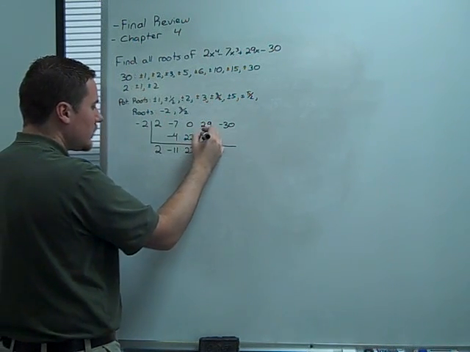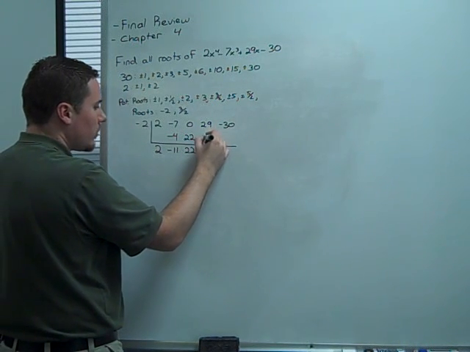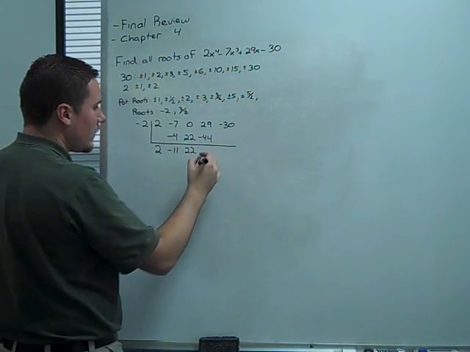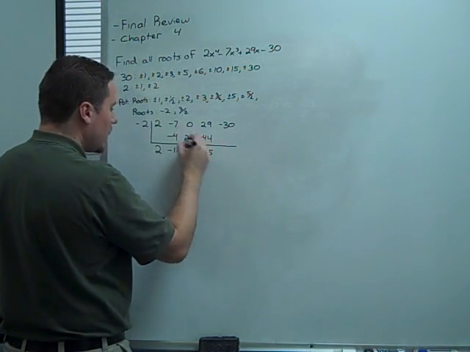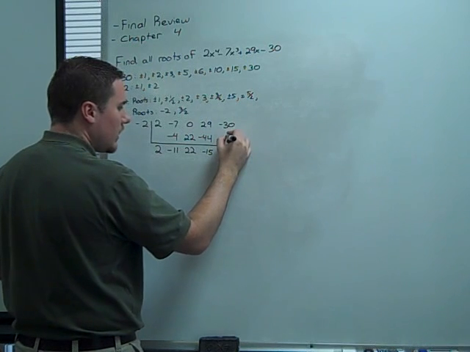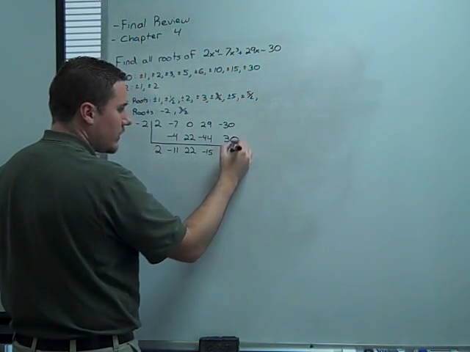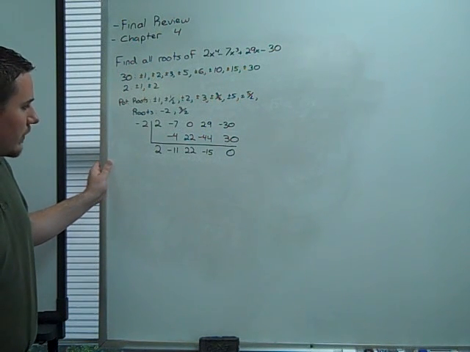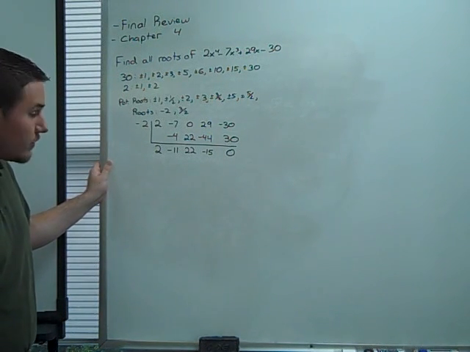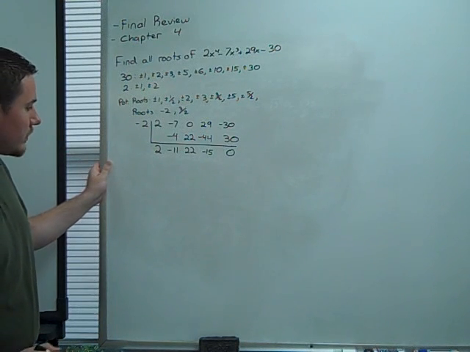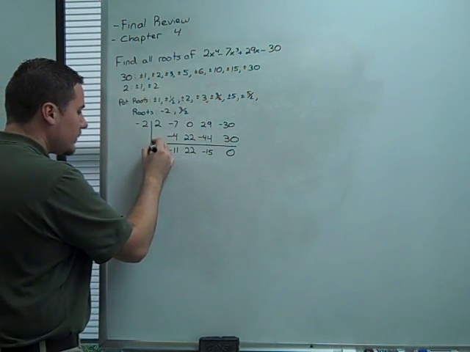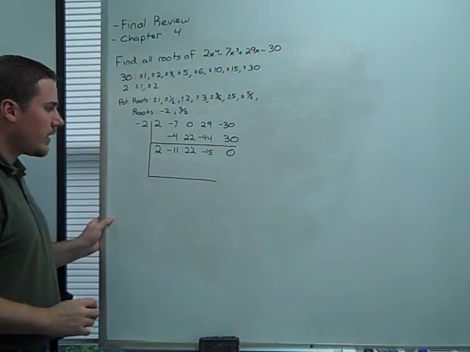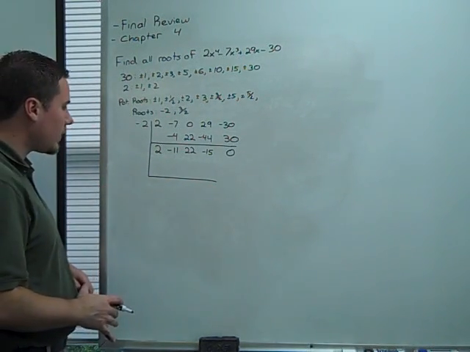Negative 2 times 22 is negative 44. 29 and negative 44 is negative 15. Negative 2 times negative 15 is 30. 30 and negative 30 are 0, which means by the remainder theorem that this is actually a root. So we just verified what we already knew, that this was a root. Now, the nice thing about synthetic division is that we don't have to rewrite anything. We can just keep going from where we are now.